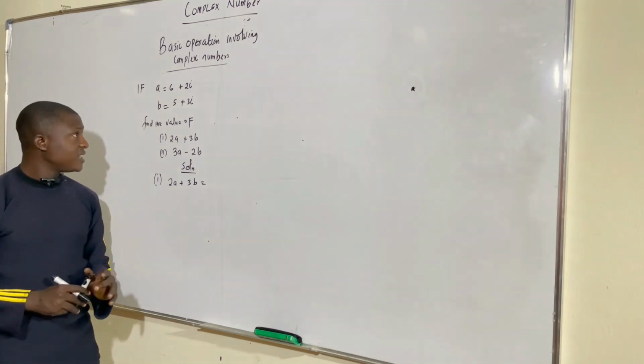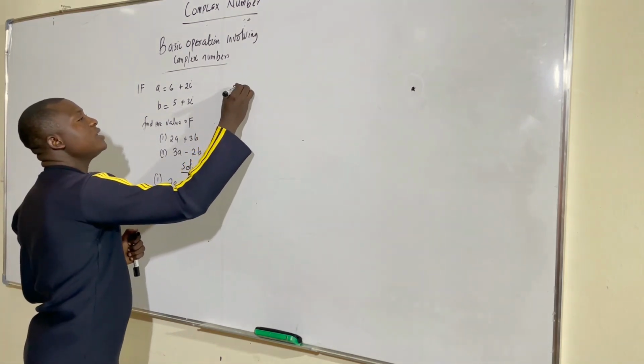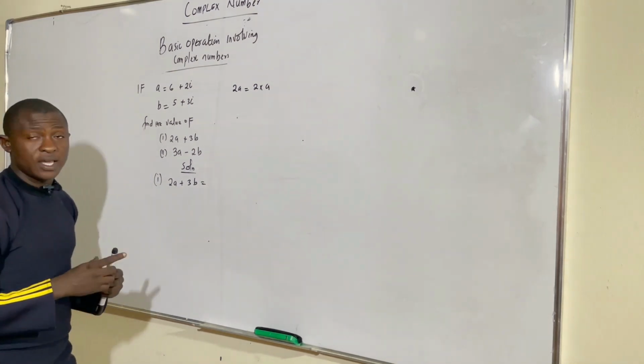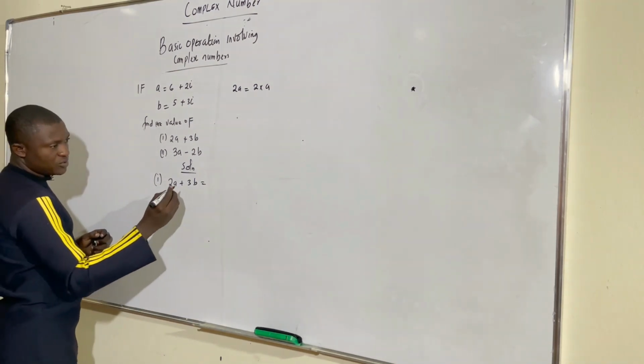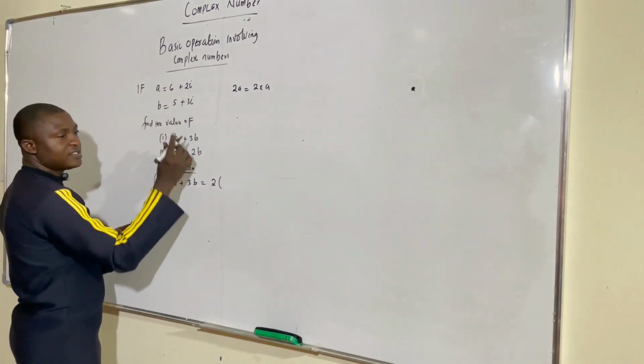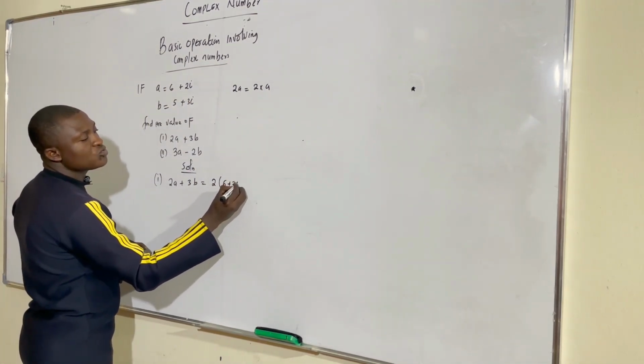Exactly, it's multiplication. That is, if I have 2a, it is just like 2 multiplied by a. That is, I should multiply 2 by a. Now, let's substitute the value. So here I can have 2. What do we have for a here? Our a is given as 6 plus 2i.